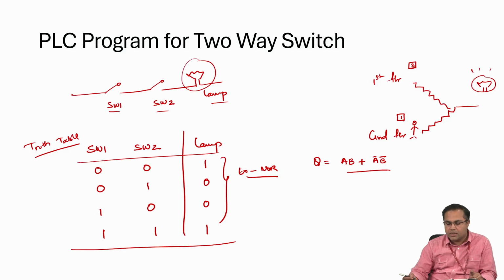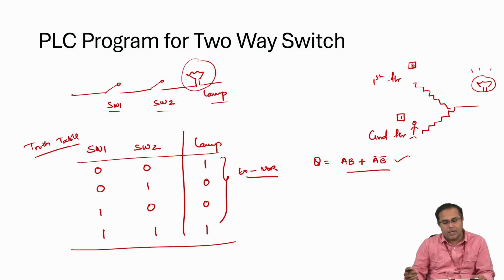Okay. Once we get this Boolean expression, we can easily convert it into the ladder logic. So now let's look into the ladder logic for this given Boolean expression. Let's convert this into the ladder logic. Now here is the expression: Q is equal to A into B plus A bar B bar.